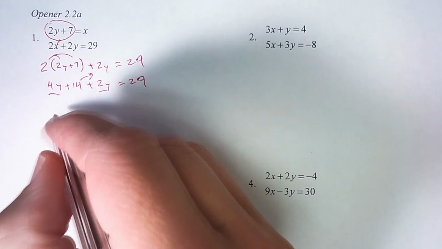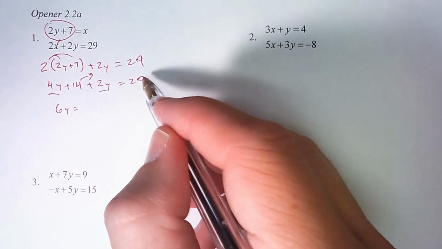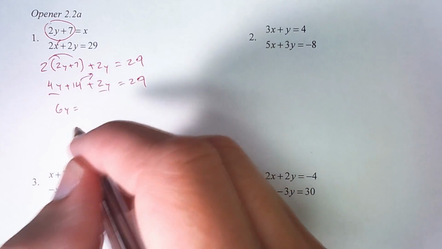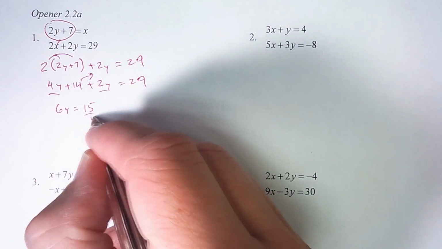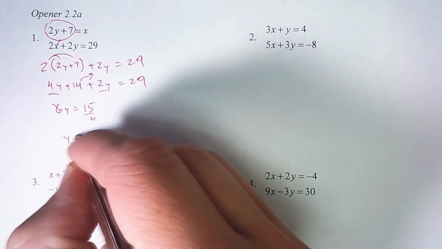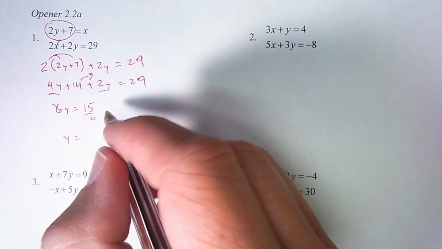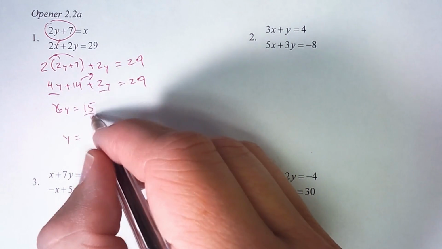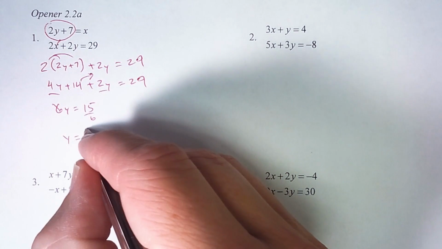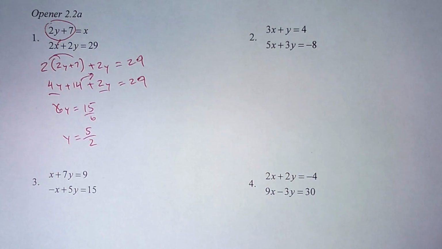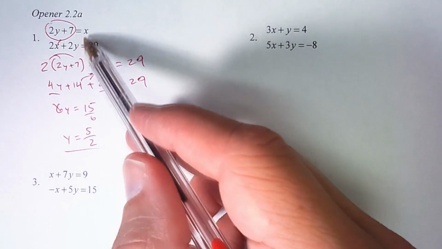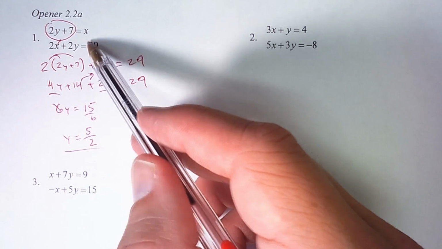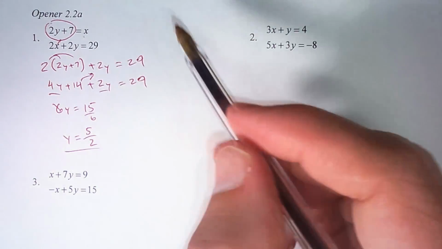So I've got 6y, and then 29 minus 14 is 15. And then I'll divide by 6, so I get y equals, and then this simplifies. 3 goes into both of these, 5 times and 2 times, so y is 5 halves. Okay, so there's my value of y, and then I can plug that into either of these two originals to get x. I think the top one's going to be the easier way to go.